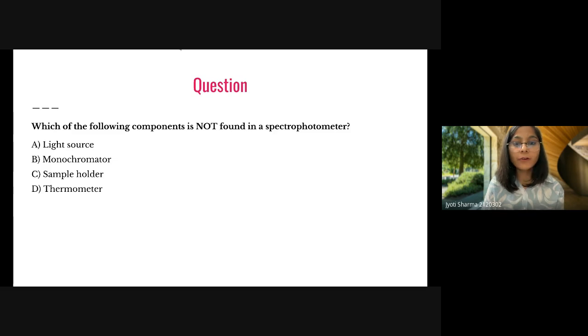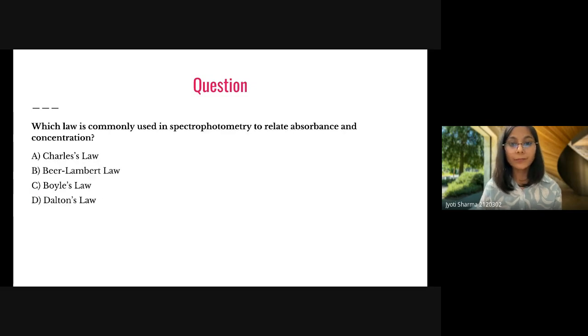Which of the following is not found in a spectrophotometer? So this is the thermometer, because we have the light source, we have the monochromator, and we also have the sample holder. So D will be your right answer, right?